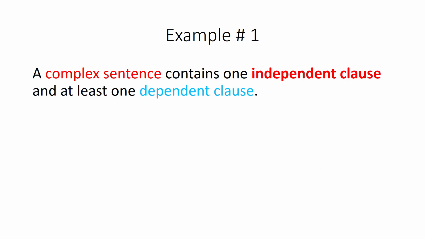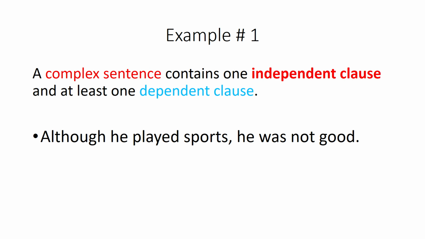So example number 1. Again, here's a definition. A complex sentence contains one independent clause and at least one dependent clause. So bear that in mind when we're looking at this sentence. It says, although he played sports, he was not good. Now first, we look for the verbs when identifying a sentence. So we have one verb here, played, and the subject that's performing that verb is he. And we also have the verb was, and it's preceded by the subject he.